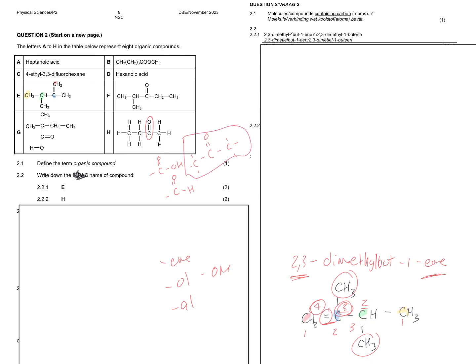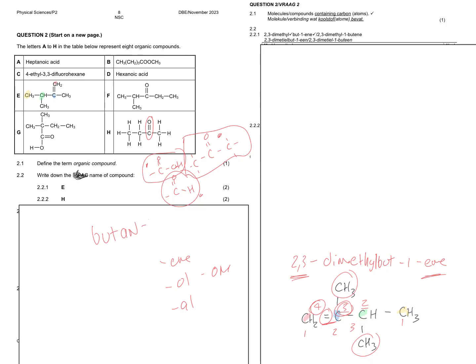You have to make sure that your carbons have 4 bonds. I should probably show that bond there. And so this is the acid, this is the ketone, and this is the aldehyde. H is a ketone. There are 4 carbons so it's but-. They are all single bonded carbons, so it's -an-, not -en- or -yn-.